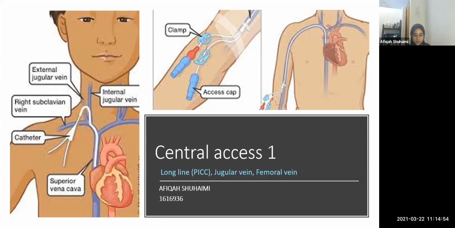So I will proceed with central line. First, central access: we have the long line, which is a peripherally inserted central catheter, or access through the jugular vein or femoral vein. Next.